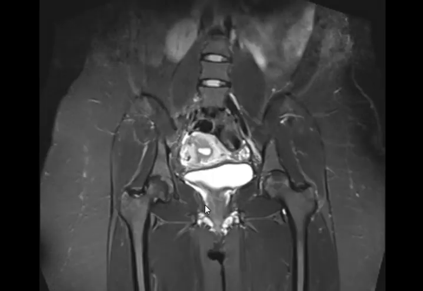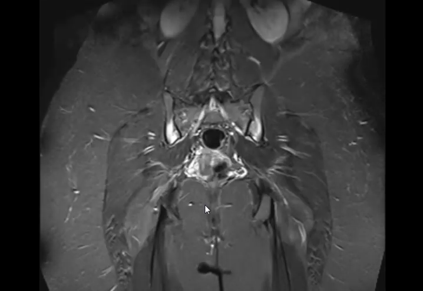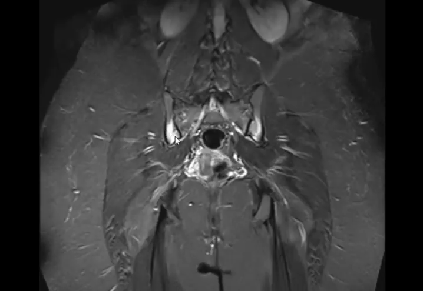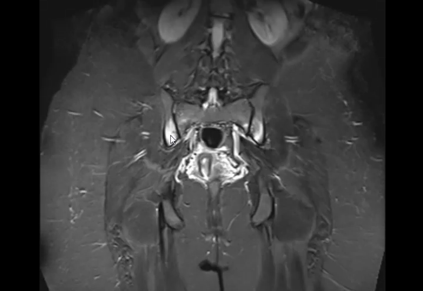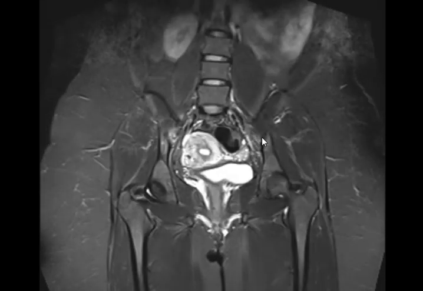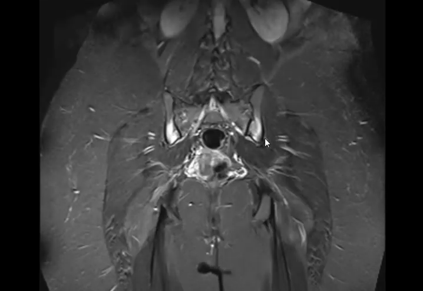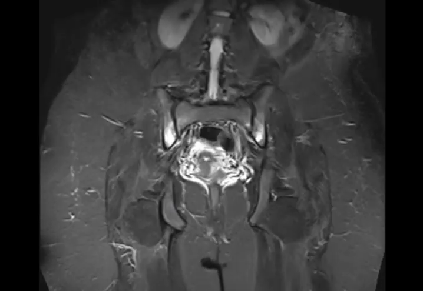Okay, good. Pelvic area and sacroiliac joints showing high signal. You have to say high T2 signal on both iliac bones, the inferior border of both iliac bones. Okay.